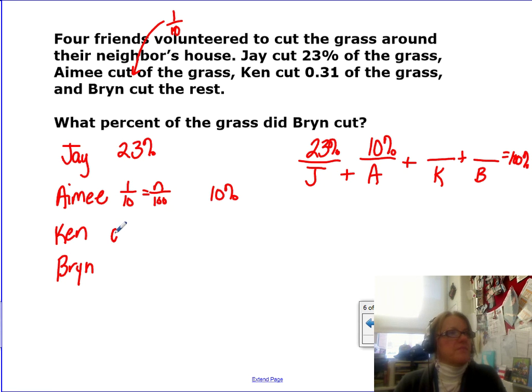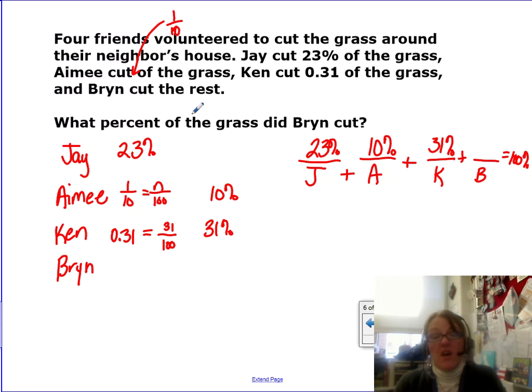Now comes Ken. Ooh, Ken is a decimal. Well, what are we going to do? If I looked at this decimal and wrote it as a fraction, I'd say, well, let's see, 0.31. That means 31/100. That's what it looks like as a fraction, 31/100. And it's out of 100. That's exactly this percent, 31%. So here's 31%. I don't know what Bryn's is.